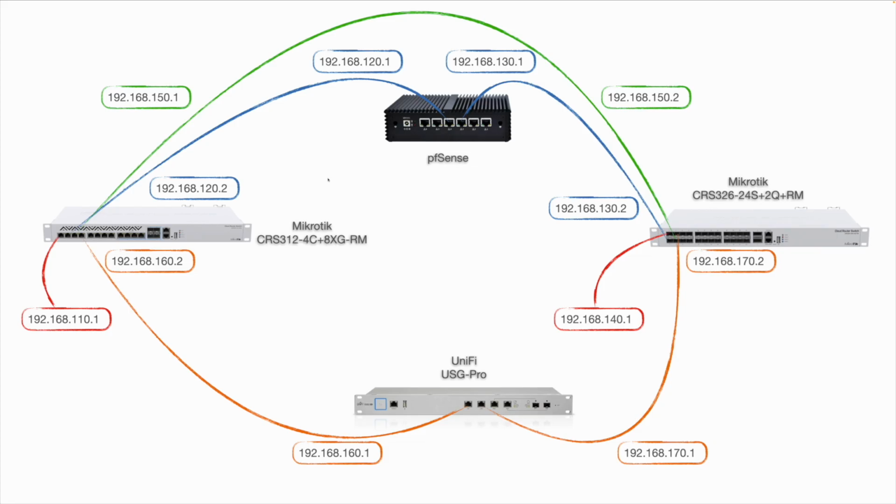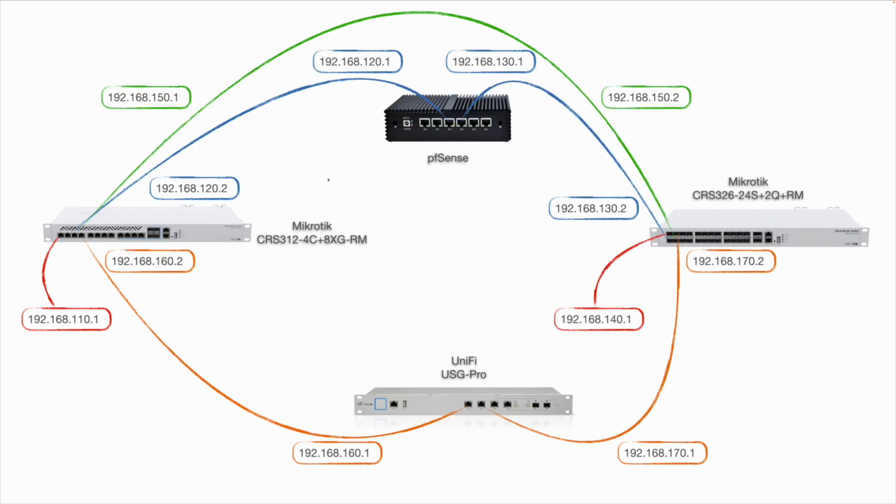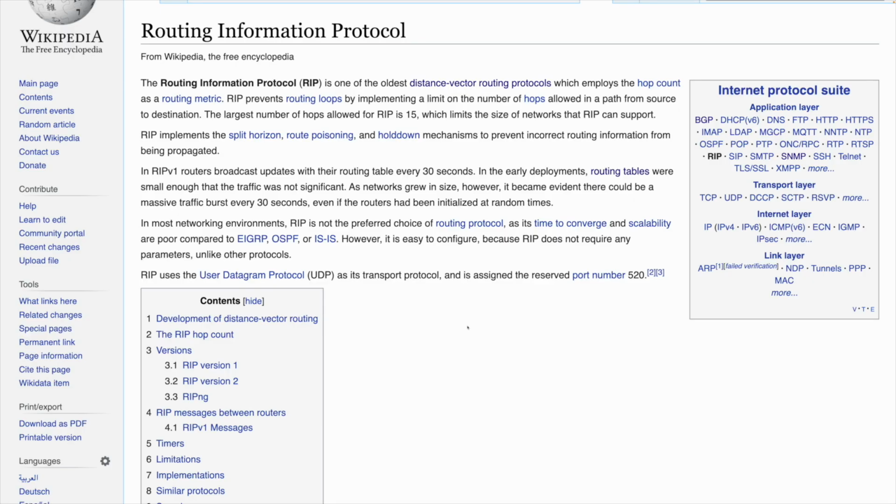As promised in my previous static routing video, I'm going to have a series of dynamic routing videos for Homelabers. This is the first one. It is about RIP. First, let's see what is RIP.